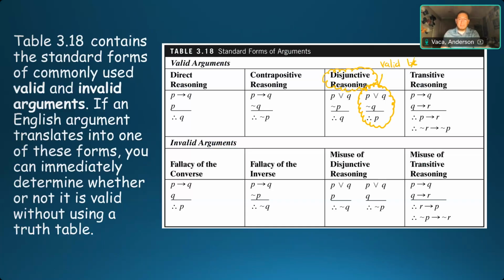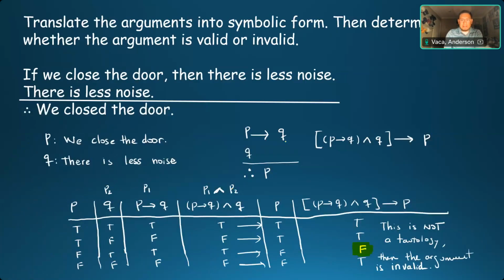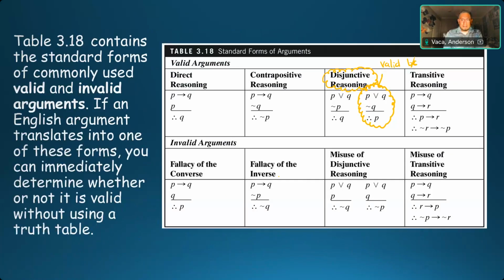I want to show you another one. For example, let's look at our previous example. This was the symbolic representation: if P, then Q, Q, conclusion P. That is here.